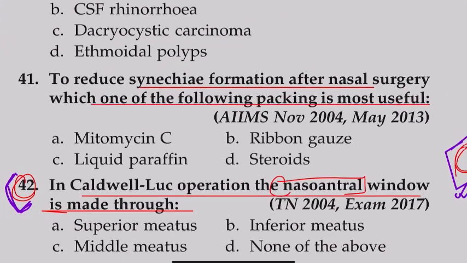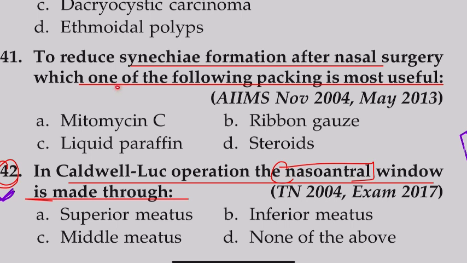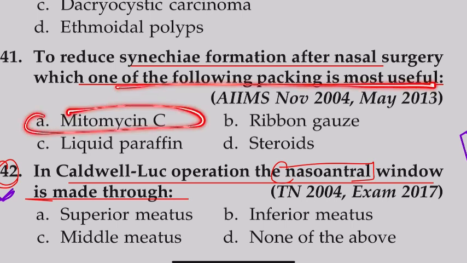To reduce synechia formation after nasal surgery, which of the following is mostly useful? That is mitomycin C. Mitomycin C is an anti-neoplastic agent with anti-fibroblastic activity. It is used to decrease the chance of adhesion and fibrosis following surgery.